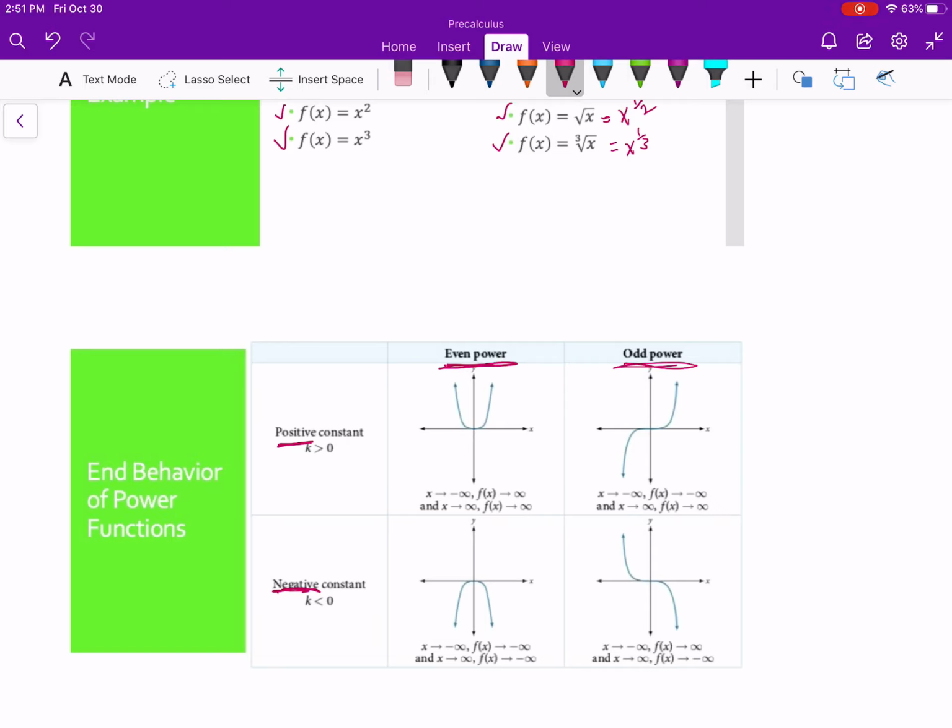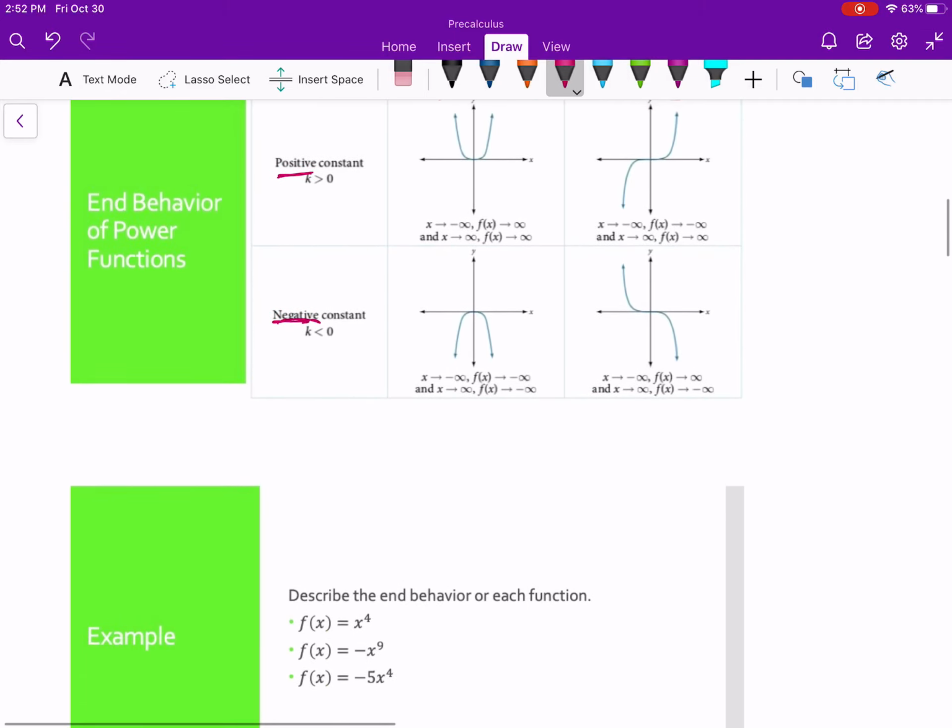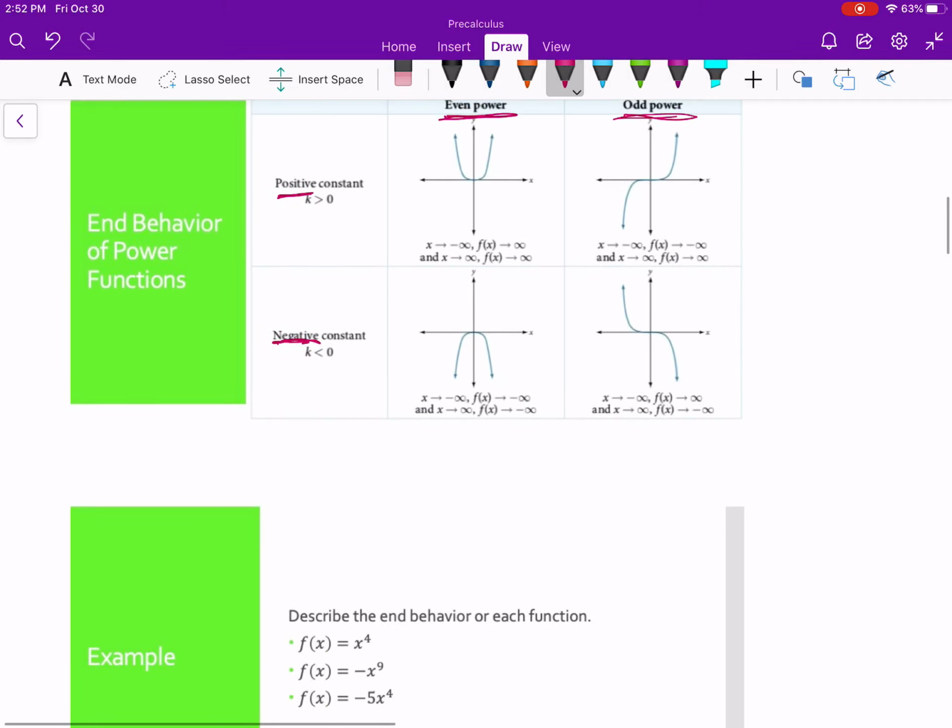Basic thing to know, even powers, both ends are going to go in the same direction, so they're either both going to go up or they're both going to go down forever. Odd power functions, one's going to go up, one's going to go down. It just depends on whether k is positive or negative to tell which one goes up and which one goes down. So let's use this chart to try to figure out the end behavior of each function.